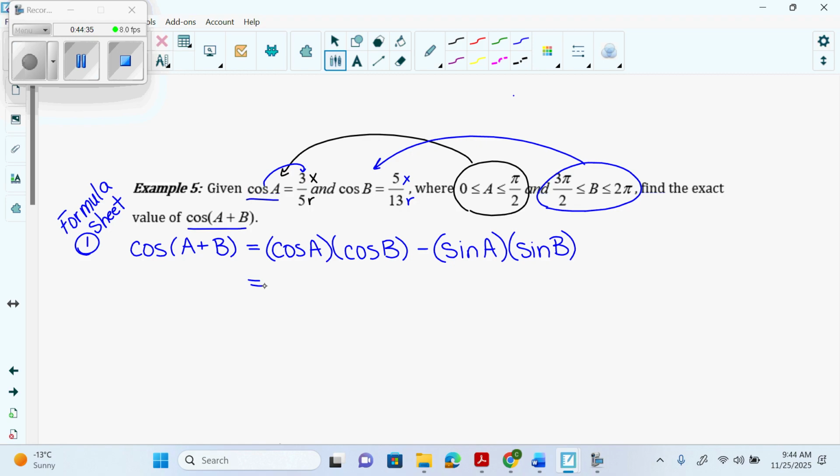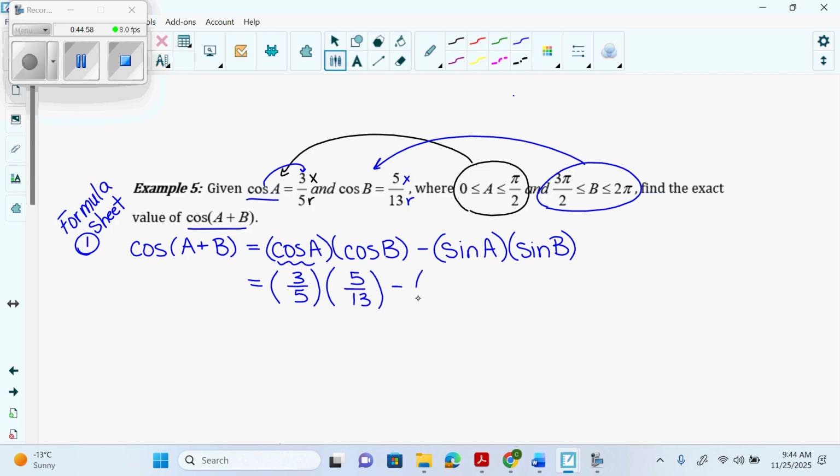So here's my cos A. I can rip it off my board, huck it away, and replace it with 3/5. And a lot of people will write cos of 3/5. No. Cos A is 3/5. So take cos A, tuck it away, replace it with 3/5. Yes? Cos of B is 5/13.